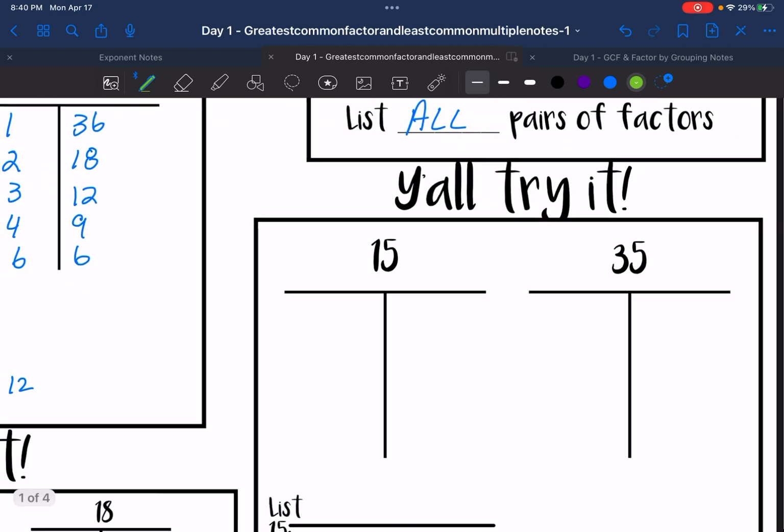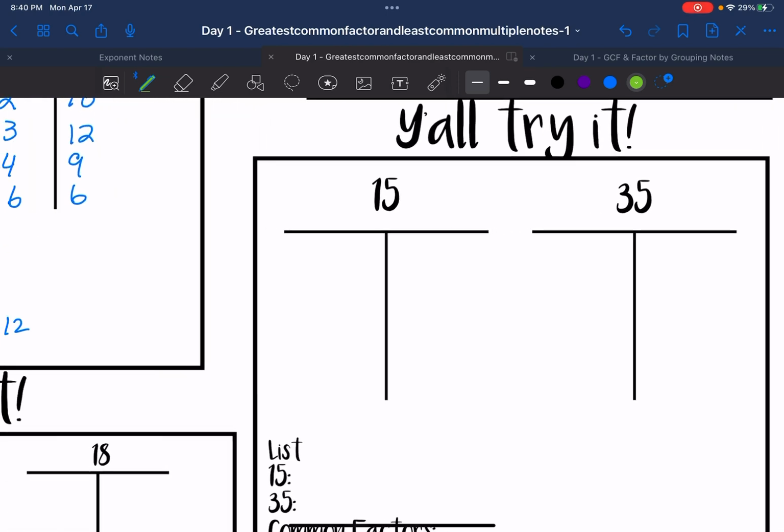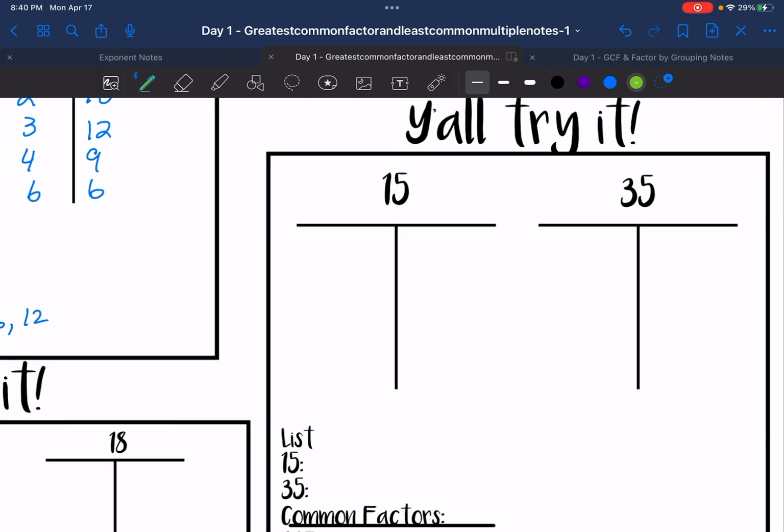All right, let's try 15 and 35. This one's a little bit easier. Let's think. Okay, well, I'm going to automatically start with 1 times 15 is 15, right? And the only other factors I can think of, 2 doesn't work, so let's go to 3 times 5, right? 4 doesn't work. 10 doesn't work. So those are it. There's only 4 factors for 15.